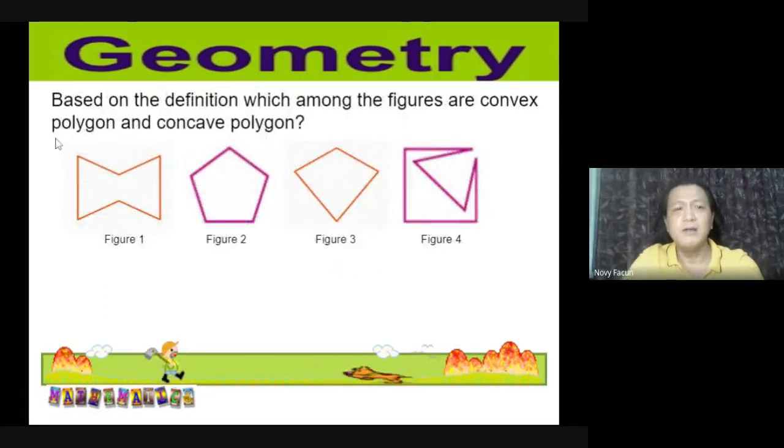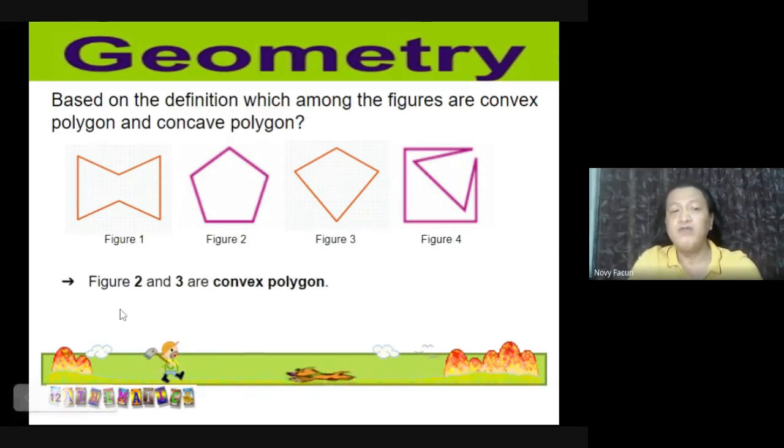And with that, based on the definition, which among the figures are convex polygon and concave? So meron tayong figure 1, 2, 3, and 4. So sino kaya dyan? We have figure 2 and figure 3 are convex. Bakit kaya sila convex polygon? Kung babalikan natin yung definition, no? So eto yung figure 2 and 3 natin. Kapag nag-draw tayo ng diagonals, nasa loob lahat sila. Same with this figure 3.